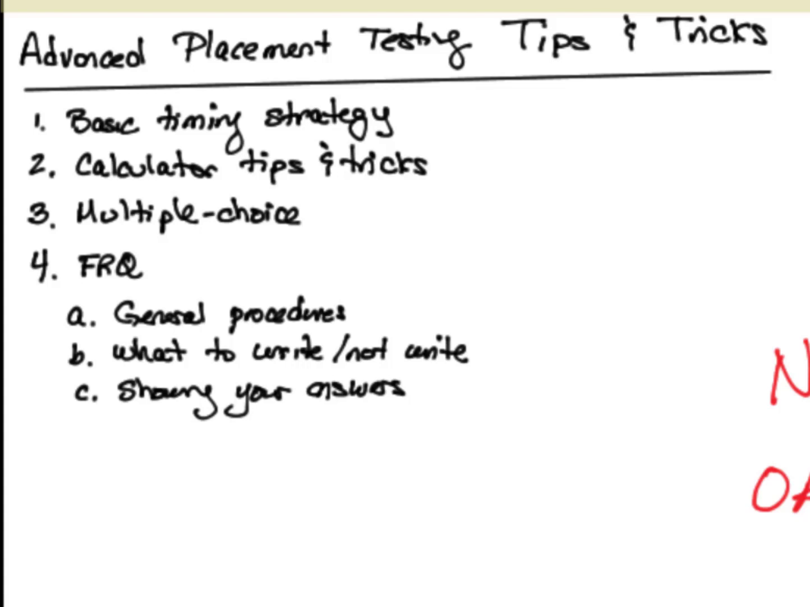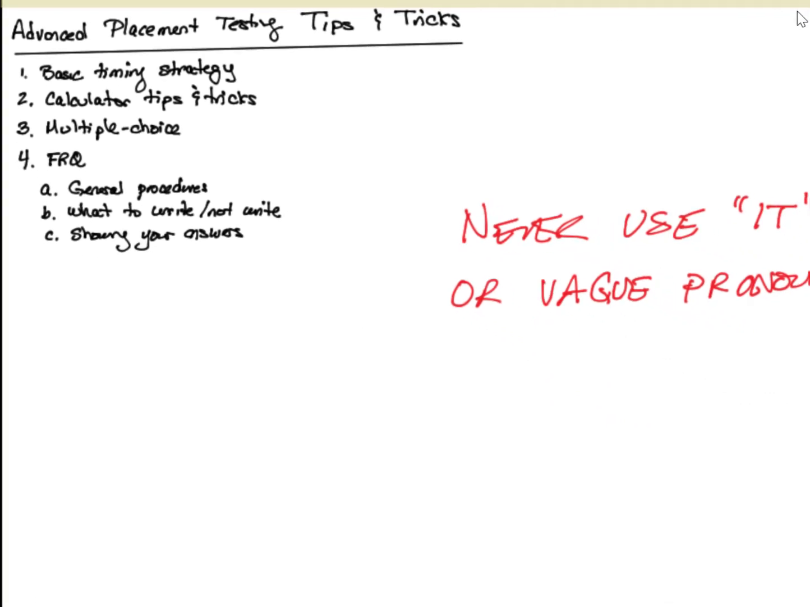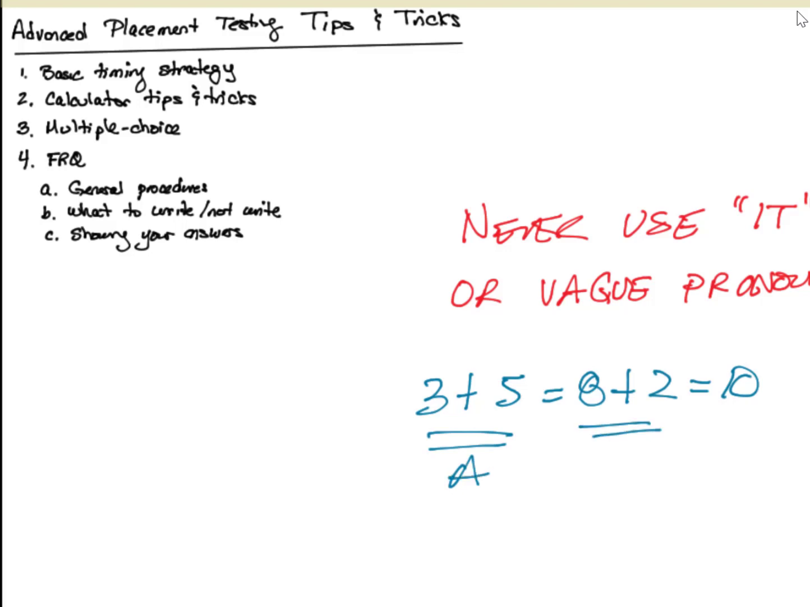Don't box your answers, but make sure you're writing your answers. Equal signs are good. Beware of linkage errors. So a linkage error looks like this: 3 plus 5 equals 8 plus 2 equals 10. That's a linkage error. So that is A does not equal B does not equal C, or A equals B and B equals C, but A does not equal C. Or in other words, it fails a transitive property. Anything like that is a linkage error. We want to be very careful about that.